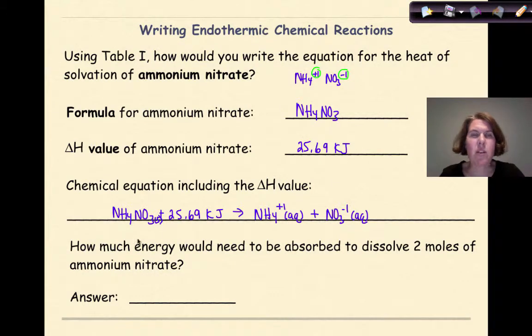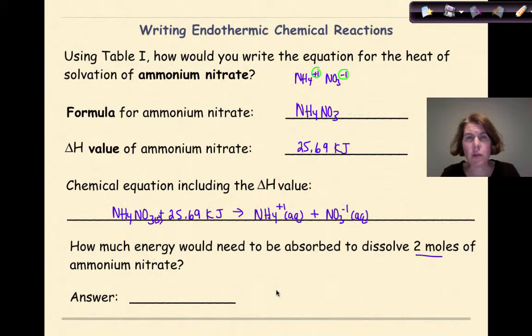So a certain amount of energy is absorbed to break up this compound into ions to form the ions in solution. Therefore, it's going to absorb energy from the surroundings and bring it into the system, so the surroundings themselves will experience a decrease in temperature, which is why it will appear cooler. How much energy would need to be absorbed to dissolve 2 moles of ammonium nitrate?